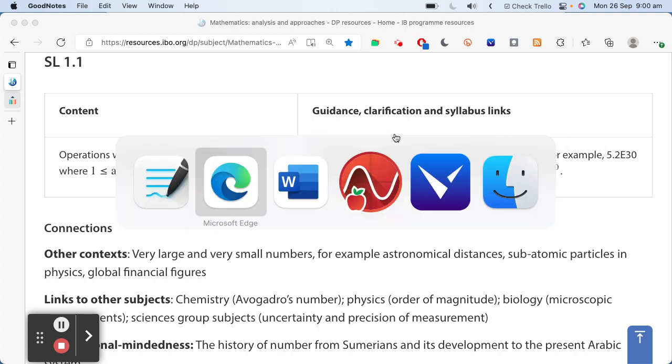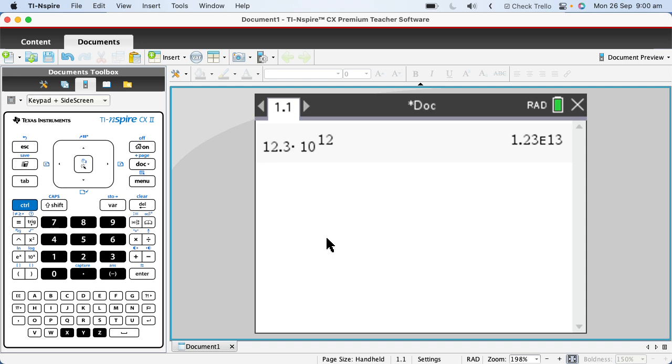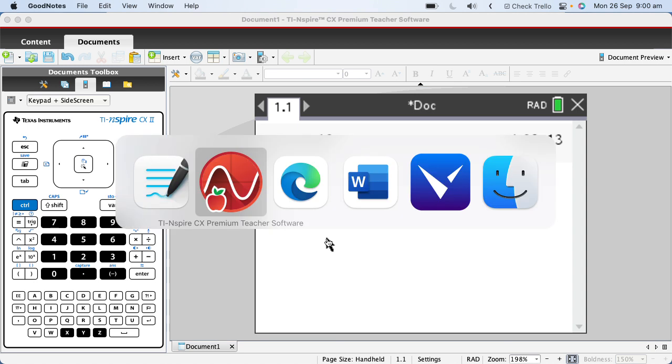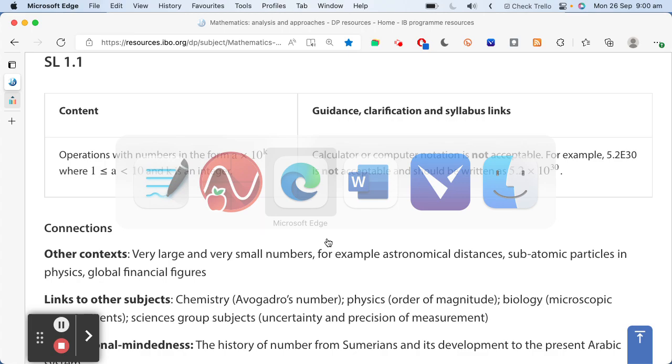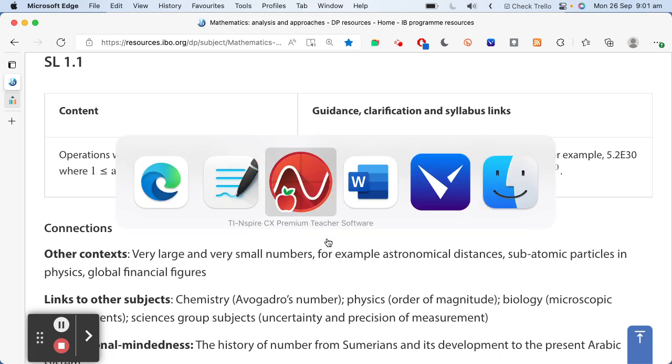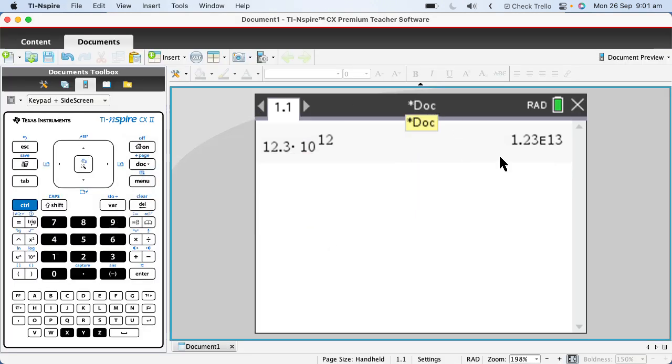So I'll just give you an example on the calculator here. You can see I've got 12.3 times 10 to the 12, and it has returned it as 1.23 E13. So just a reminder that in scientific notation, it's normally a number between, I think it's between 0 and, or is it between 1 and 10, is it? I was thinking it was between 0 and 10. No, between 1 and 10, not inclusive of 10.